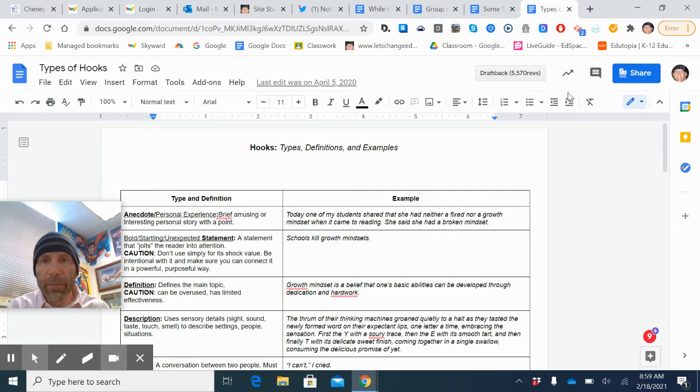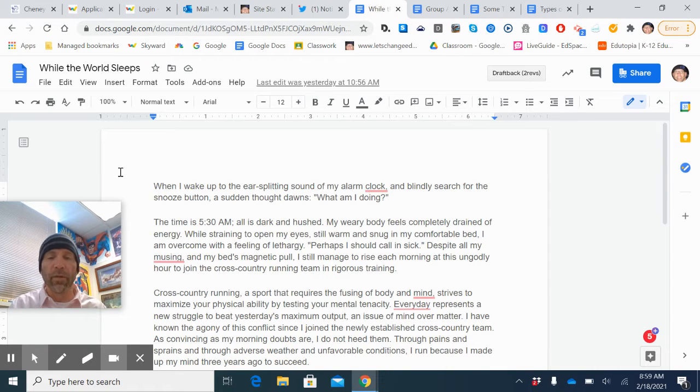Now, yesterday I also provided you with an example of a college admissions essay. And I want to talk about what she did here with her hook. "When I wake up to the ear splitting sound of my alarm clock and blindly search for the snooze button, a sudden thought dawns. What am I doing?" Here she used an anecdote as a hook type.